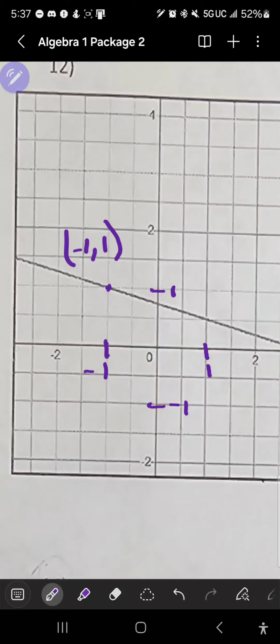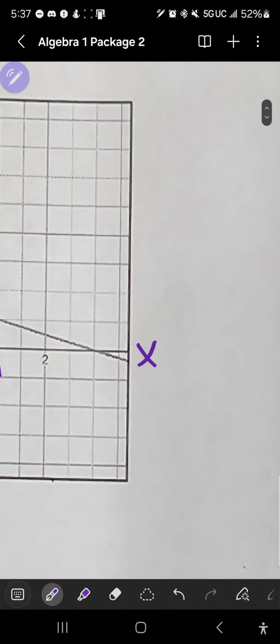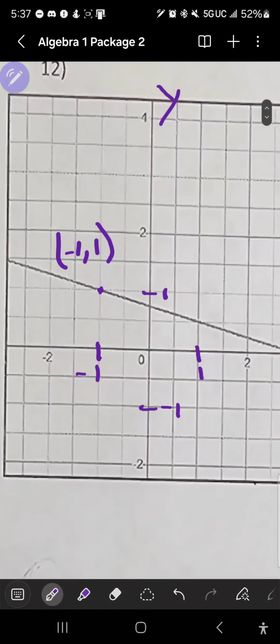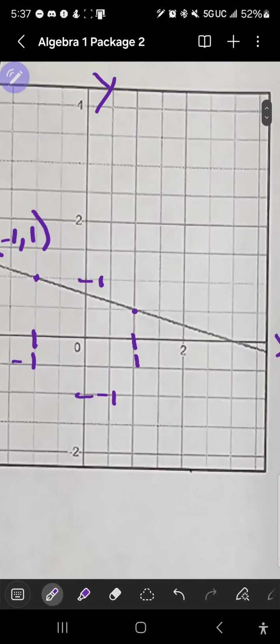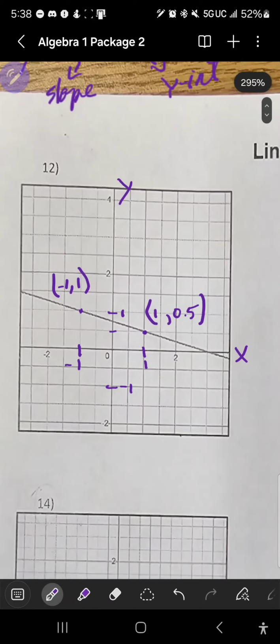Always the x or the horizontal part first, and then the y or the vertical part next. So this point is -1, comma 1, and this point is 1, comma 0.5 because it's in the middle of 1 and 0. So it's 0.5.